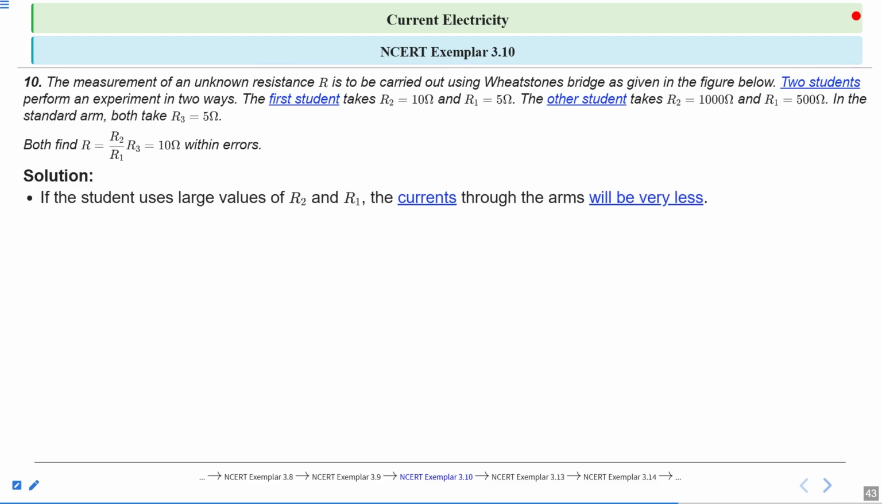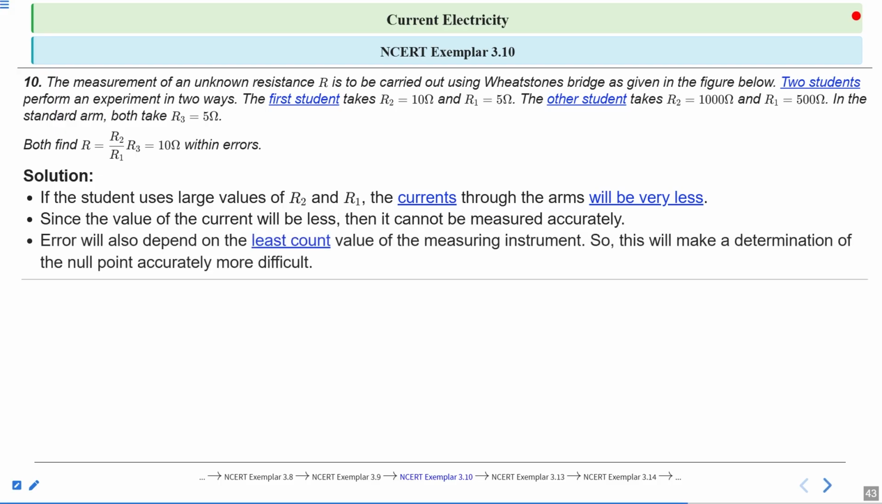If the student uses large values of R2 and R1, the currents through the arm will be very less. If the second student is using R2 1000 ohm and R1 500 ohm, that is very large values, due to which current through the arms will be less. Since the value of the current will be less, it cannot be measured accurately. Errors will also depend on the least count values of the measuring instrument. So this will make determination of the null point accurately more difficult. Because current is very small, we cannot find the null point more accurately, and errors also depend on the least count of the instruments.